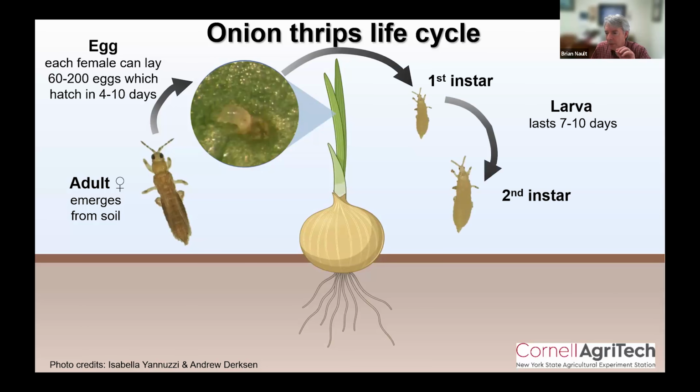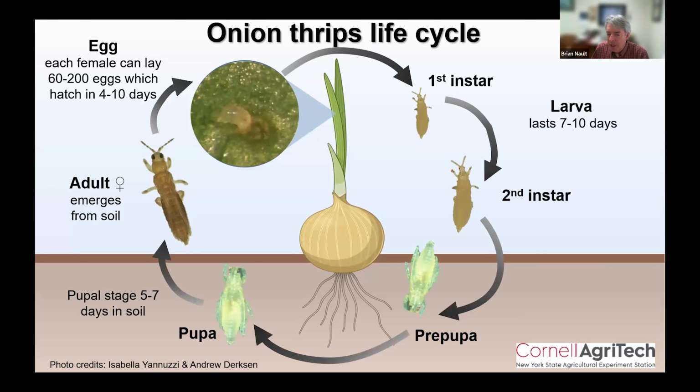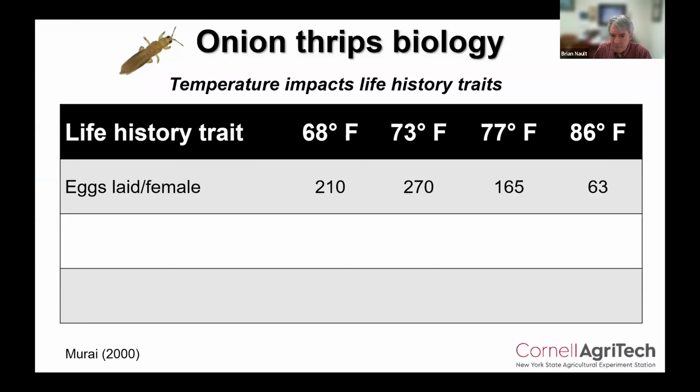That second instar, when it's completed its development, will become a prepupa. That prepupa then will walk down from the plant into the soil. When it's in the soil, it then will become a pupa. Looks very similar. It doesn't move in the pupal stage, and it will stay in the soil for 5 to 7 days before emerging as an adult. So that's the life cycle.